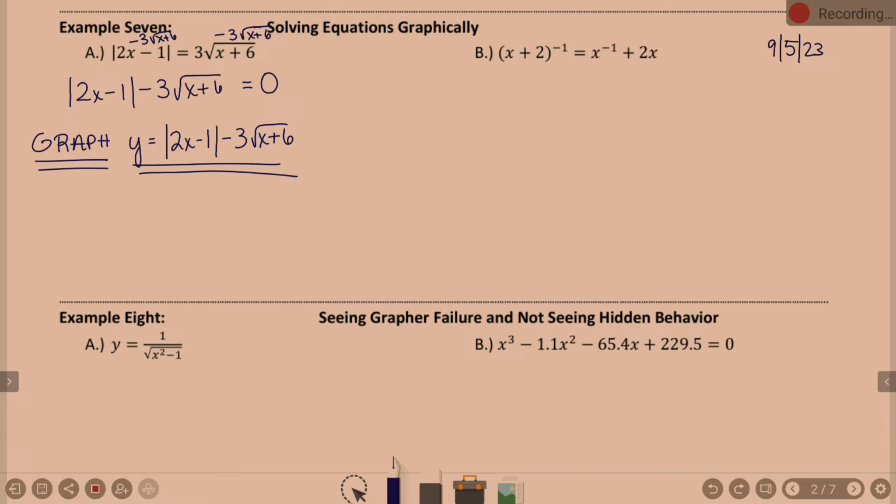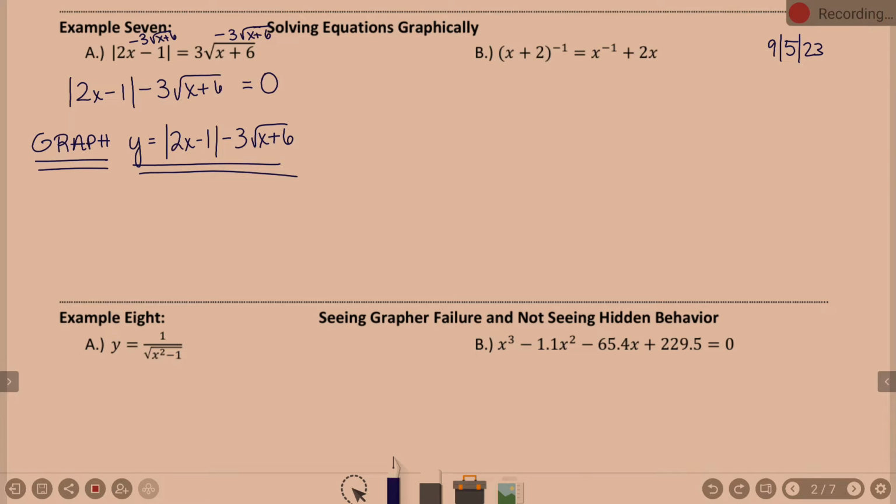Okay. With this in mind, guys, we were told to solve. Where are my solutions? Where are my solutions on this graph? Where my graph crosses the x-axis. You're looking for your zeros. Do we have a way to officially find those zeros? Yeah, don't just trace.